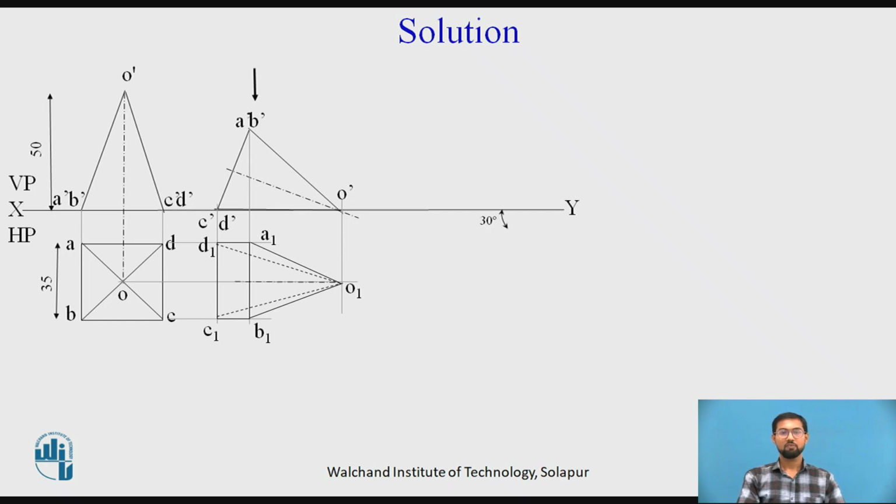Then we move ahead with the fifth view, that is at a 30-degree angle with XY, and here if you observe, the apex point we first have to mark, that is O1. From that we have to take the distances, that is O1 A1, O1 B1, and by using a compass we will mark the A1 and B1 points.